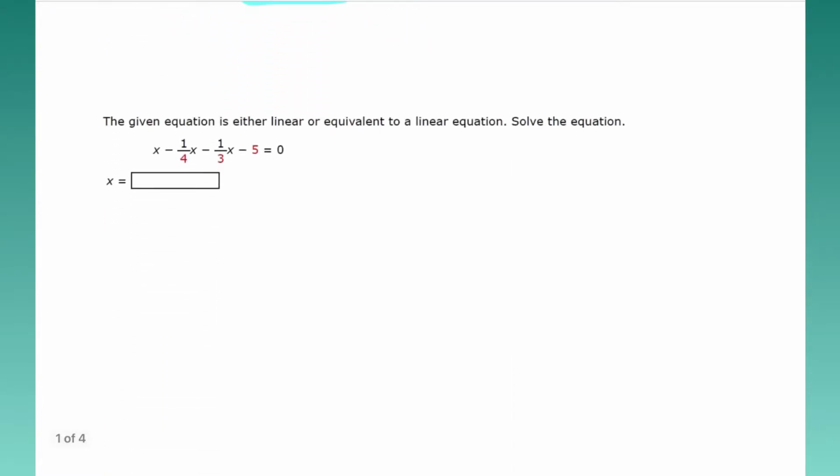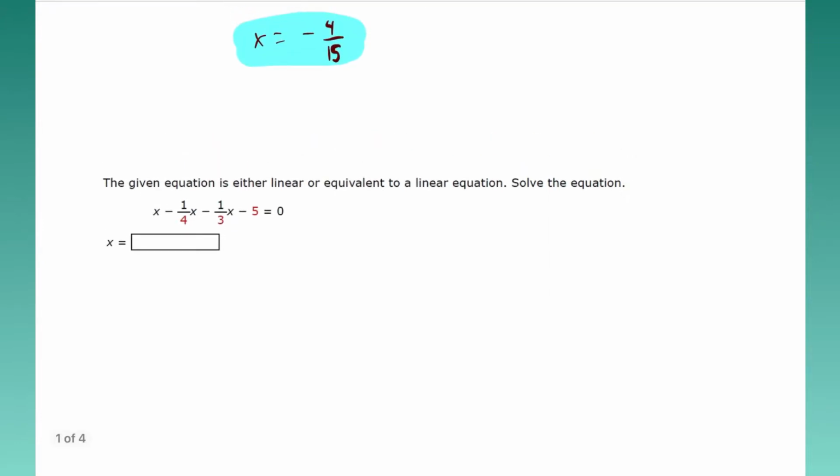Example number 2. We have another equation. This one involves fractions. What I like to do with fractions when I have an equation is clear them out. The way I clear out fractions is I multiply everything by the LCD. The LCD in this case between 4 and 3 is 12. So if I multiply both sides of the equation by 12, that's going to clear out the fractions.